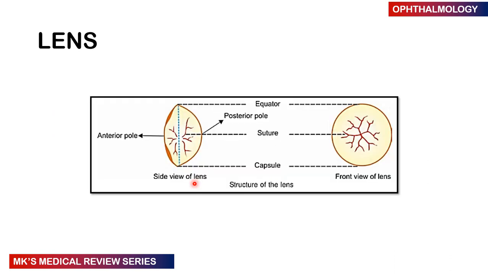So here's the structure of the lens. As you can see here, we have the anterior pole, which is less curved, and a posterior pole, which is more curved. And then of course we have the center here, which is the equator. You have the sutures, and you have the capsule that is surrounding the lens. Of course, this is the side view of the lens, and this is an anterior view of the lens.